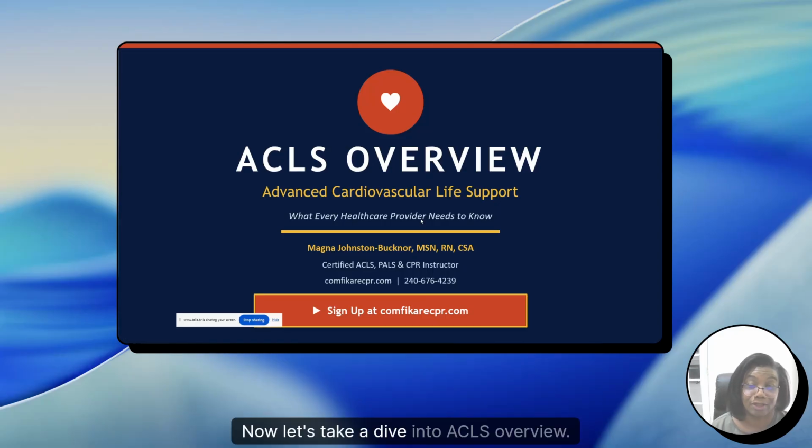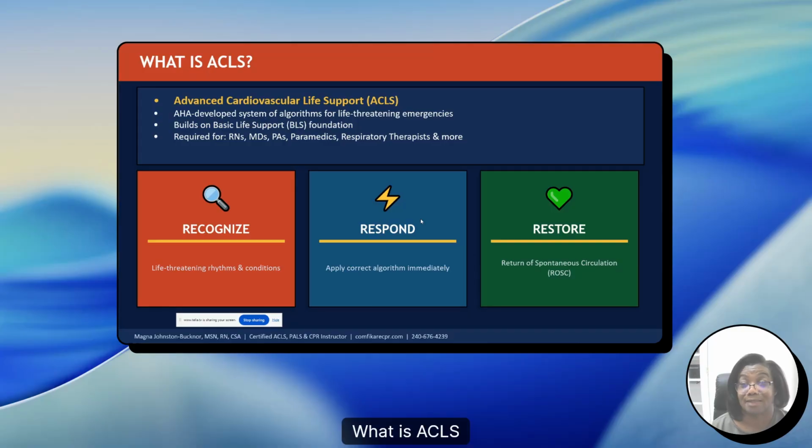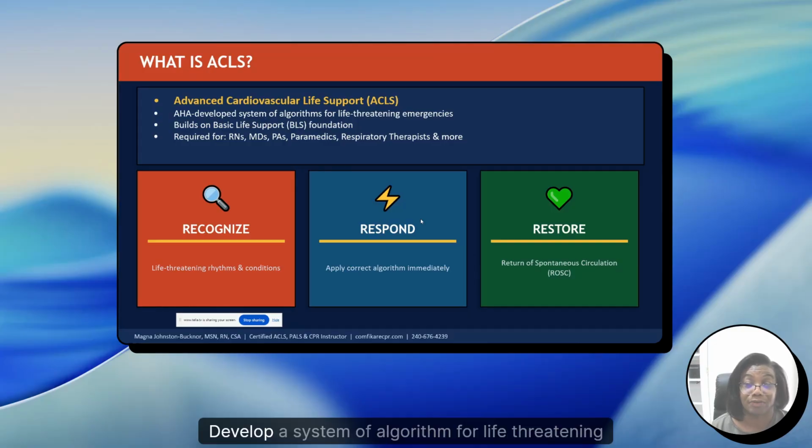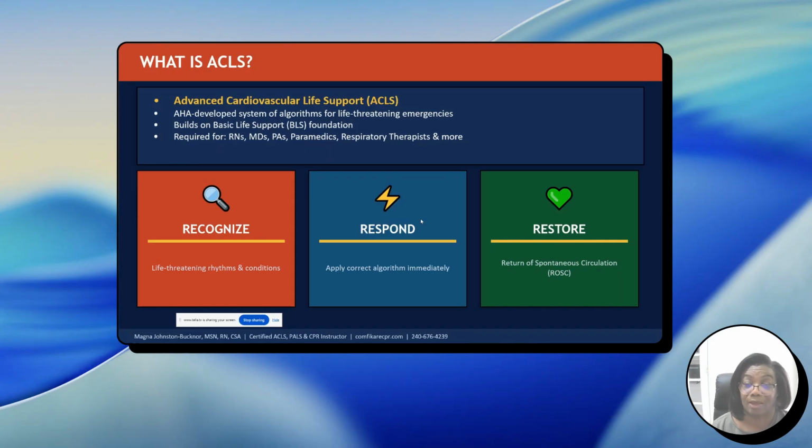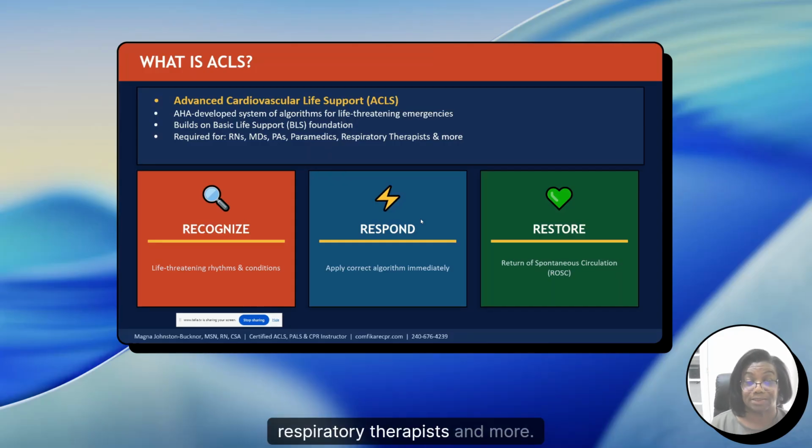Now let's take a dive into the ACLS Overview. What is ACLS? Advanced Cardiac Life Support. The AHA developed a system of algorithms for life-threatening emergencies, built on a basic life support foundation. It's required for all RNs, MDs, PAs, paramedics, respiratory therapists, and more.